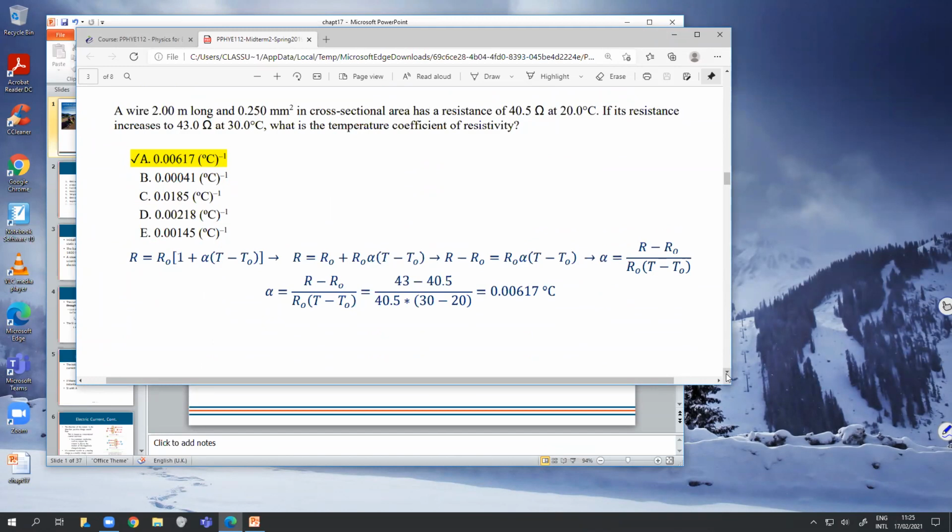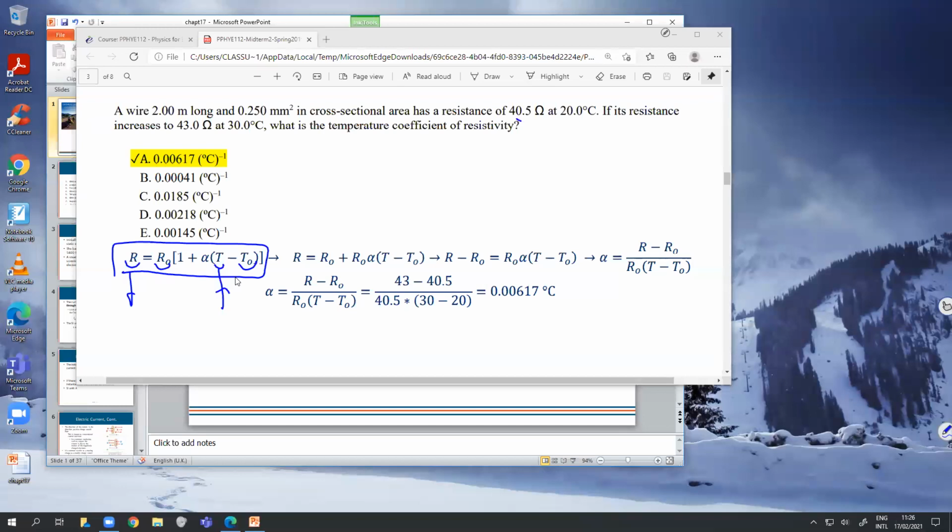Number 9. A wire 2 meters long and 0.25 millimeters squared in cross-sectional area has a resistance of 40.5 ohms at 20 degrees Celsius. If its resistance increases to 43 ohms at 30 degrees Celsius, what is the temperature coefficient of resistivity? Again, direct substitution into an equation. The equation is this. That gives you the resistance as a function of the temperature. This is the resistance at the reference temperature, and this is the resistance at another different temperature. All these are given to us.